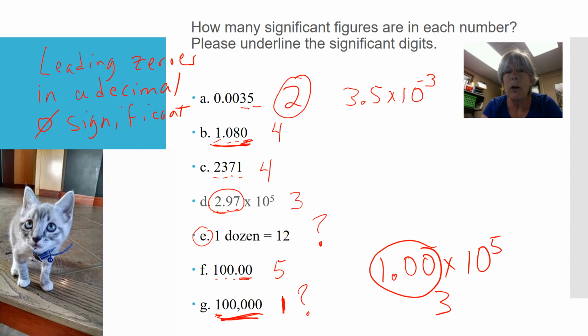The reason I put a question mark at E is because E is what we call an equivalency, an exact amount. And exact amounts have basically unlimited numbers of significant figures. So let's not really worry too much about that one for right now. We just say that it has an infinite number of significant figures, which is really kind of silly. It has 12 if you count the dozen. But hopefully that gives you a little bit of a feel for how to do significant figures.